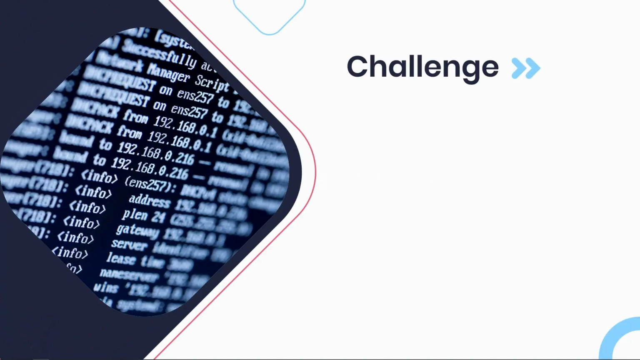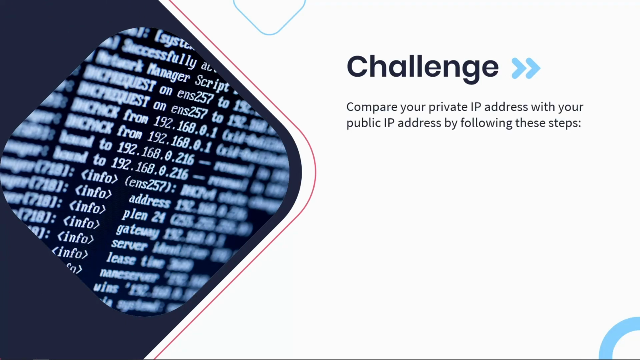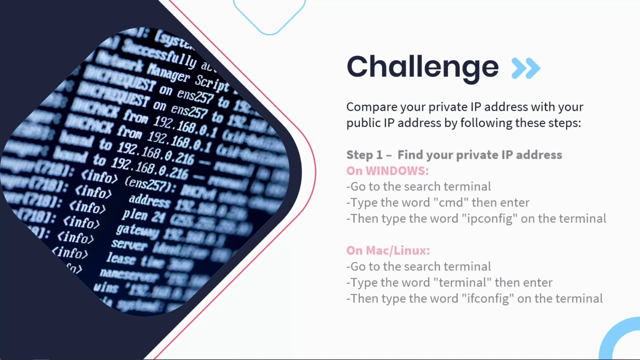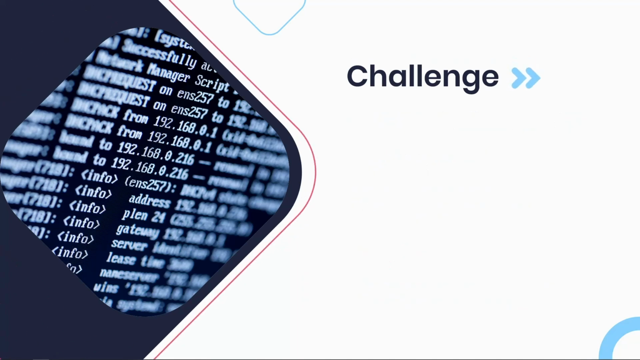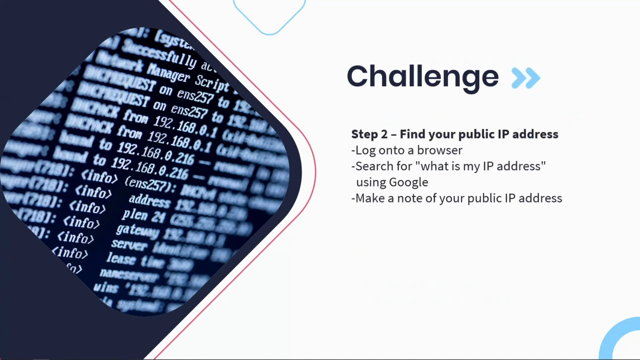So it's over to you to practice what you've learned in this lesson. Your task is to compare your private IP address with your public IP address. We have given you step-by-step instructions to follow depending on whether you're working on Windows, Mac, or Linux. So the first step is to find your private IP address. And then you'll use these steps to find your public IP address. Please note that this challenge is to give you a chance to practically experience the theory you learned in this lesson. You should never share your IP with anyone.